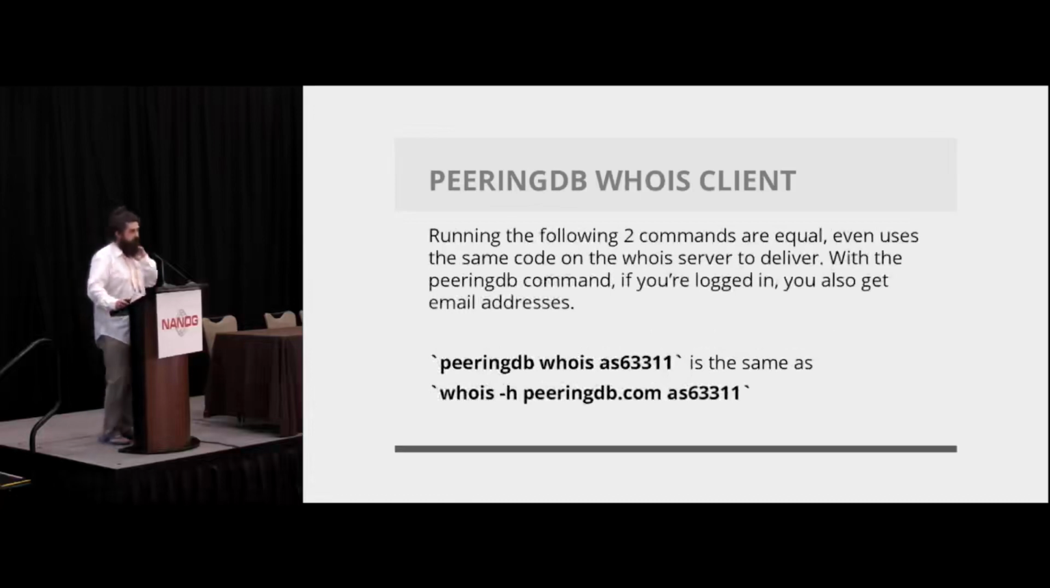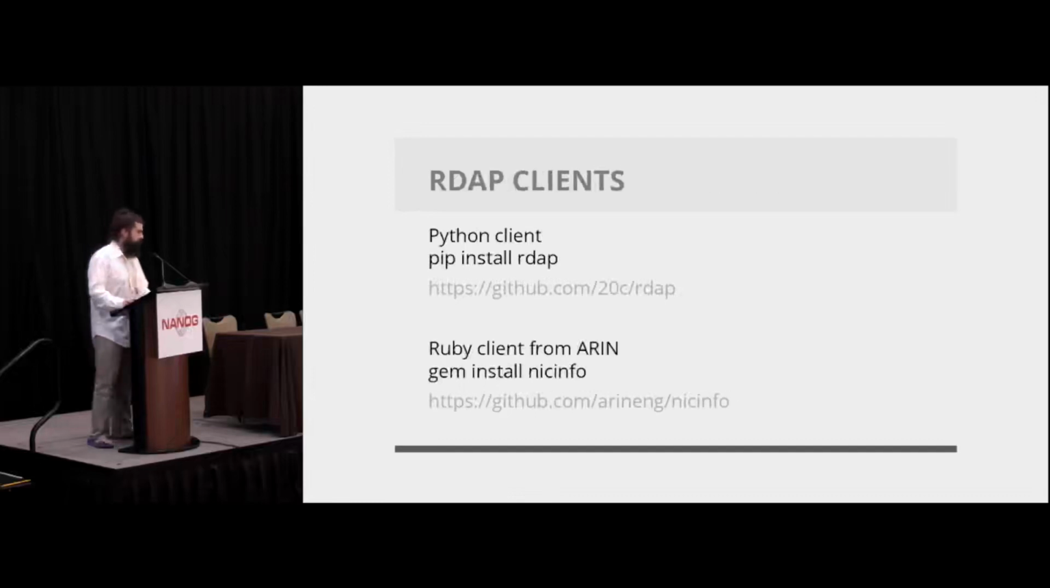So the two commands I have listed here are the exact same. The top one uses HTTP. They even use the exact same code. So the Whois server for PeeringDB uses the exact same code as the client does to output that as text. But if you're logged in, you also get email addresses. So if you're logged in, you have an API key in your config file, you will get email addresses just like that.